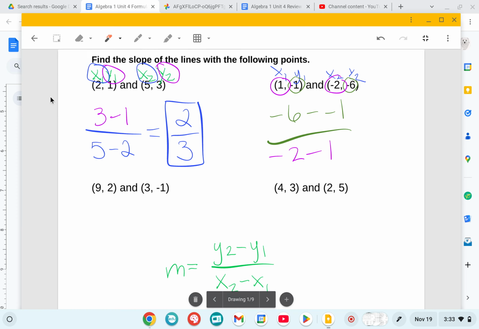Feel free to rely on your calculator for this if you need to. But -6 minus -1 is the same as -6 plus 1. So that's going to be -5. And then -2 minus 1 is -3.